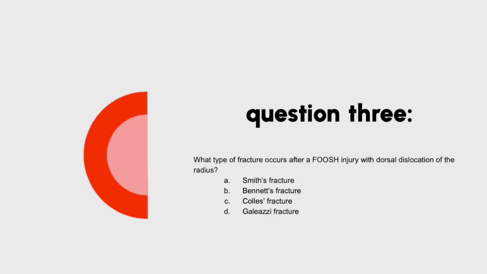Question 3, correct answer here is C, the Colles fracture. The Smith's fracture is the reverse of a Colles, so the radius is going to displace volarly. Bennett's fracture is the intra-articular fracture and dislocation of the first metacarpophalangeal base, or MCP base, of the thumb. And the Galeazzi fracture is the fracture of the distal third of the radius with a dislocation of the DRUJ.